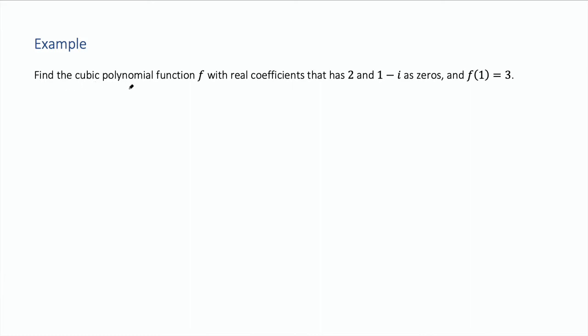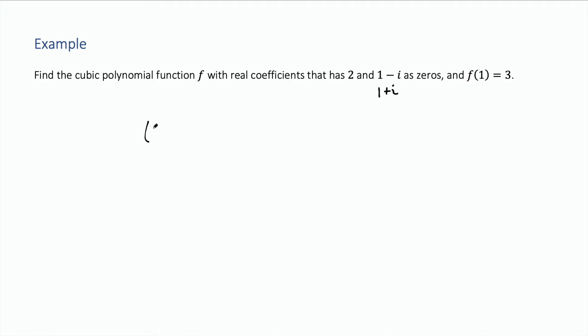Find the cubic polynomial function f with real coefficients that has 2 and 1 minus i as zeros. Because we want real coefficients and we have this complex zero, 1 minus i, we know that its complex conjugate, 1 plus i, is also a zero.